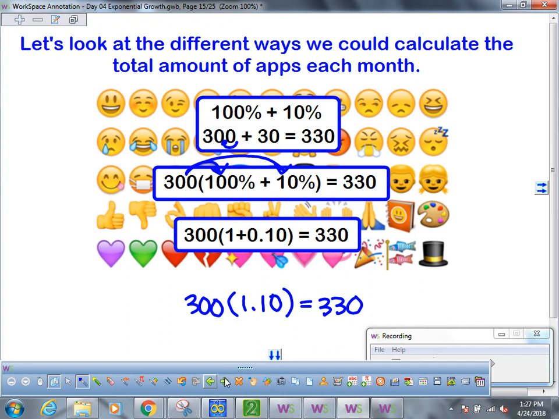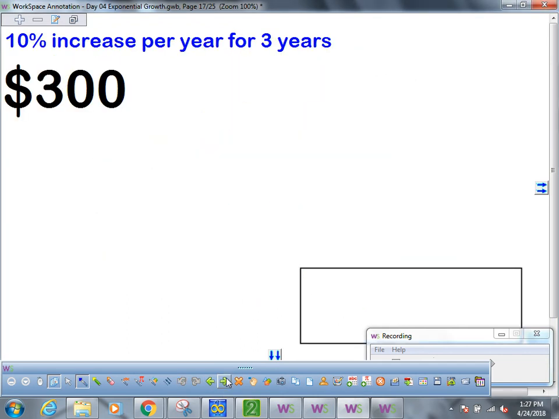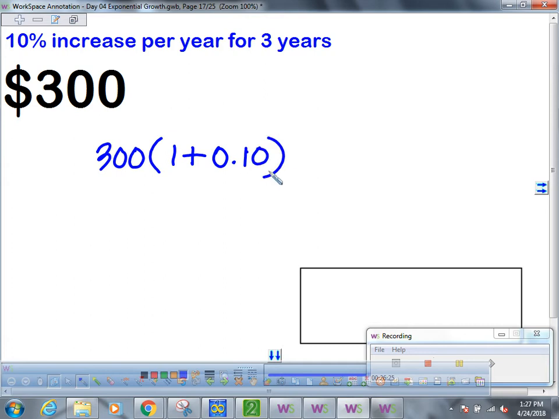Okay, so I'm going to take it one step more now. And when I do this, all right, so I want a 10% increase per year for 3 years. So I'm going to set this up as 300 times 1 plus, for 3 years. Okay? Here's the equation.